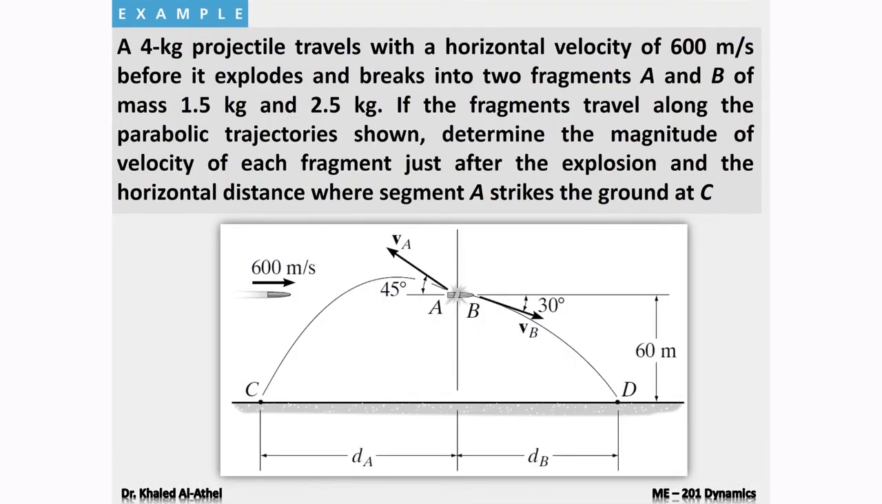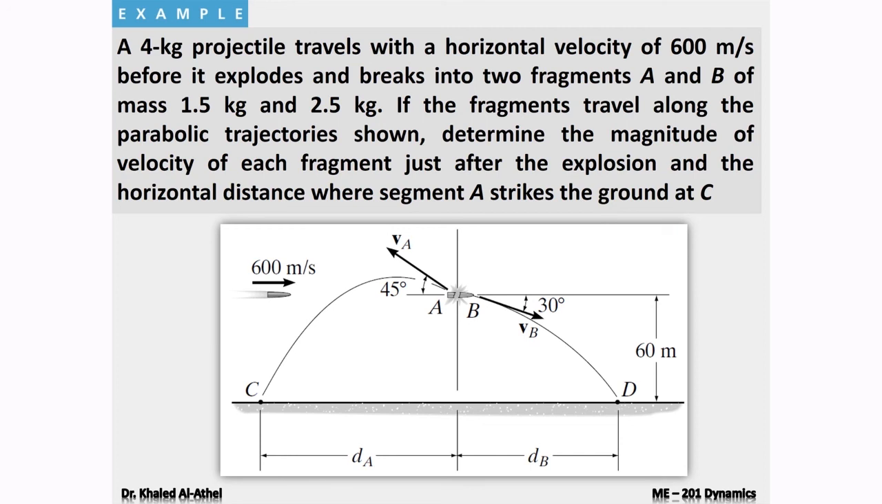Another example: a 4 kilogram projectile travels with a horizontal velocity of 600 meters per second before it explodes and breaks into two fragments, A and B, as shown in the figure. Those fragments have masses of 1.5 and 2.5 kilograms respectively for A and B. The fragments travel along the parabolic trajectories shown, each with its own trajectory. A goes to point C and B goes to point D. Determine the magnitude of the velocity of each fragment just after the explosion.